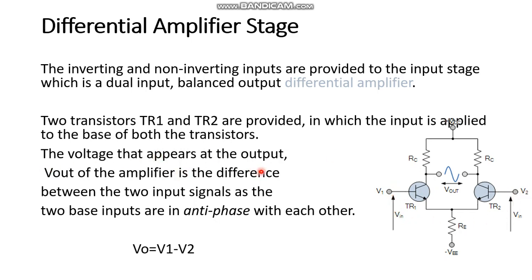The voltage that appears at the output, V out, is the amplified difference of V in, that is V1 minus V2. The difference between the two input signals, as two base inputs are in antiphase with each other. V0 is V1 minus V2. So like that I will get the output.